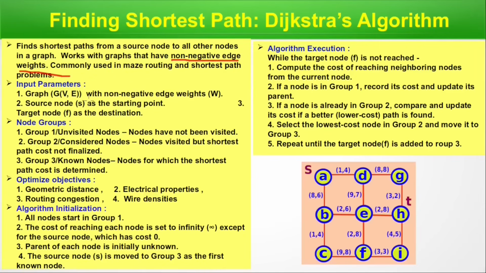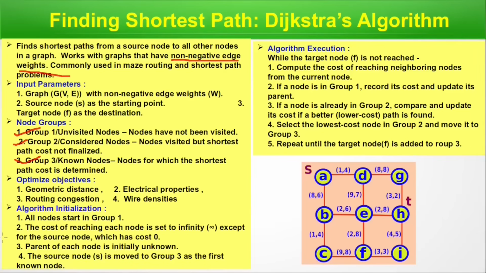About parameters: a graph with non-negative edge weights, a source node as the starting point, and a target node as the destination. Node groups, there are 3 groups. Group 1 is unvisited nodes, nodes that have not been visited. Group 2 is considered nodes, visited but shortest path cost not finalized. Group 3 is known and finalized nodes, those for which the shortest path cost is determined. So the optimization objectives are geometric distance, routing congestion, electrical properties and weight densities. These are the optimized objectives.